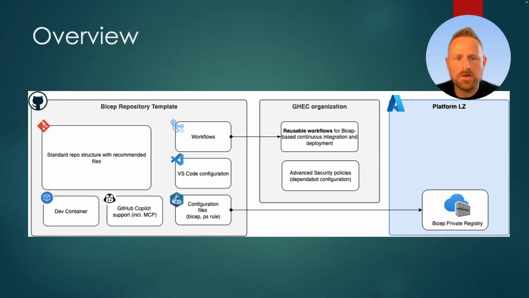The idea of a coding landing zone is quite simple. It is a repository template that you can instantiate for every IaC project that would contain everything you need without you thinking too much or creating it from scratch. And we are talking about several components available in this repo. A standard repo structure with recommended files for the given IaC tool, in this case Bicep.